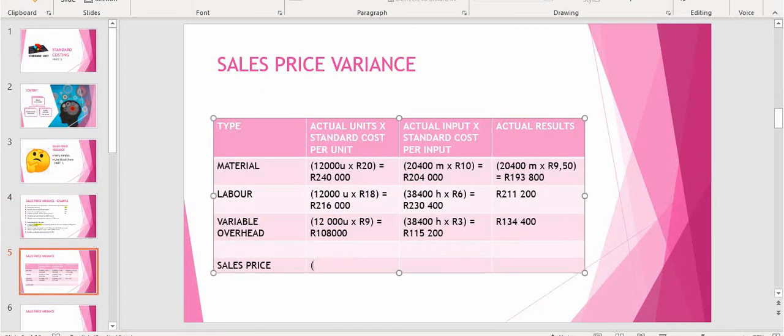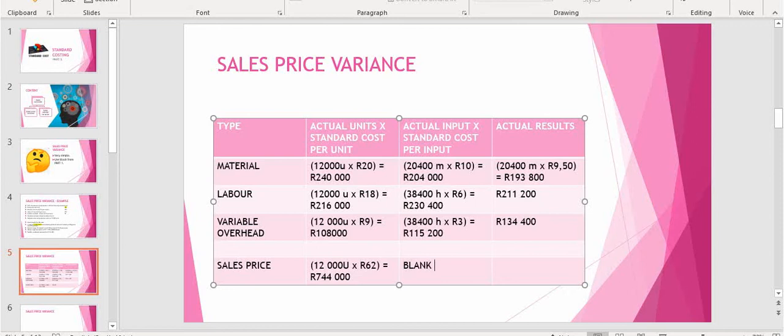So it's going to be 12,000 units times the 62 Rand. And if I look at the calculation, the answer there, I'm just pulling out my calculator as PowerPoint does not do these calculations for one. I get 744,000 Rand. Right, the second column, when we calculate the sales price variance, it will be left blank.